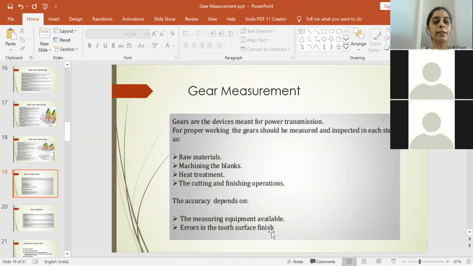You might have designed the tooth and manufactured exactly, but if the finishing part is not proper, again it varies with respect to the terminology aspects, the clearance value, the backlash, the pressure angle, all those things get varied. And as a result, all these aspects should be tested well in advance before you use the gears for the required applications.